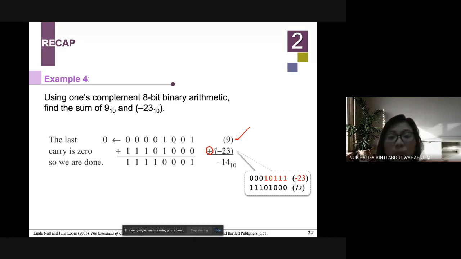And what happened in your digital logic? Before you do the adding process, you're going to convert it to your first complement. So 23 without the negative, you're going to get 1, 0, isn't it? Wait, let me calculate first. 16 plus 7. 1, 0, 1, 0, 2, 4, 8, 16, 32. So until 16 only. So I put here 1.